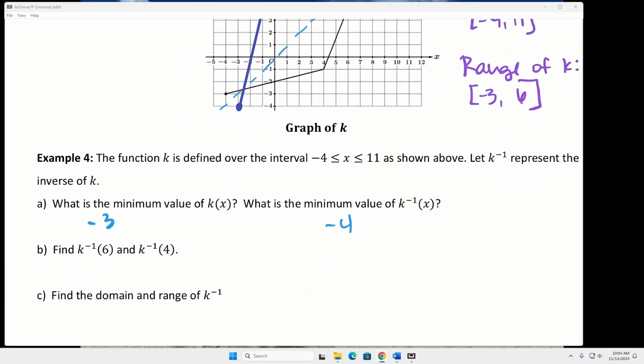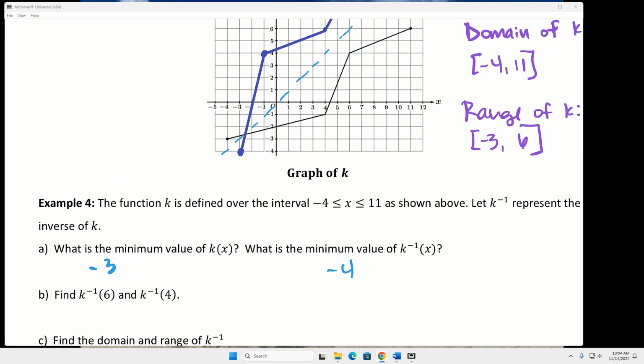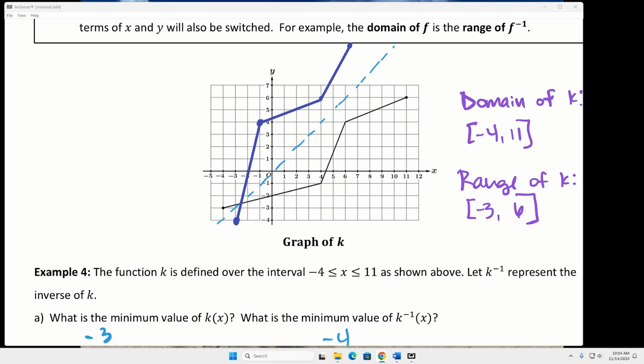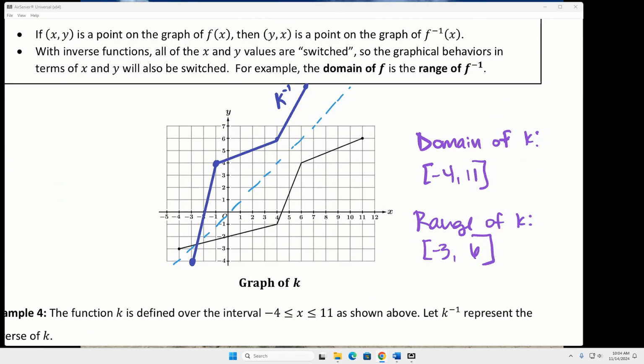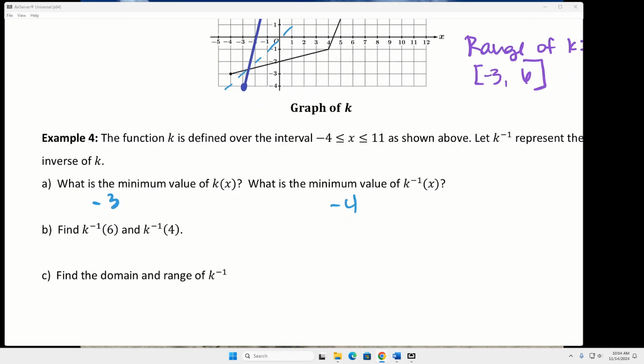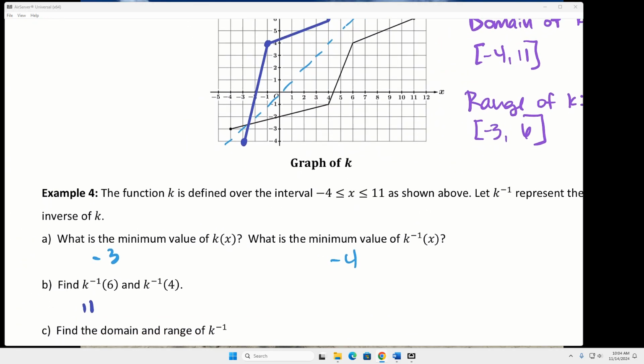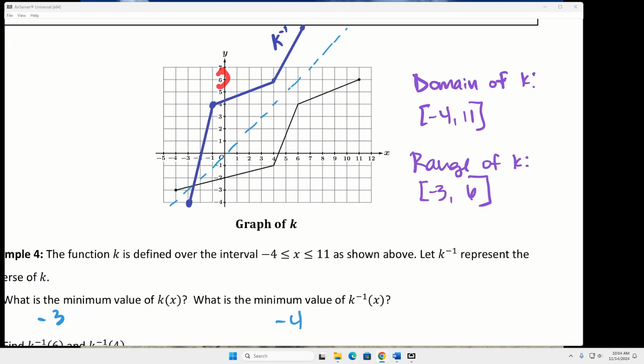All right, we're going to find K inverse of 6. We can do that two ways. Since we did the graph, let's label it just to help us. This one we graphed is K inverse. If I have the graph of the inverse and I want to find K inverse of 6, I can go to 6. This is graphed up at 11. If I don't have the inverse, I just have the original graph, I can go to where y is 6 and find what x value gives you that. So either way.